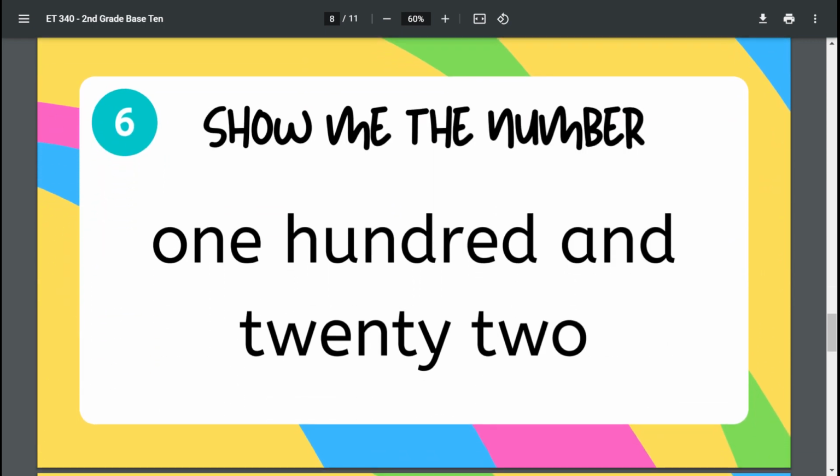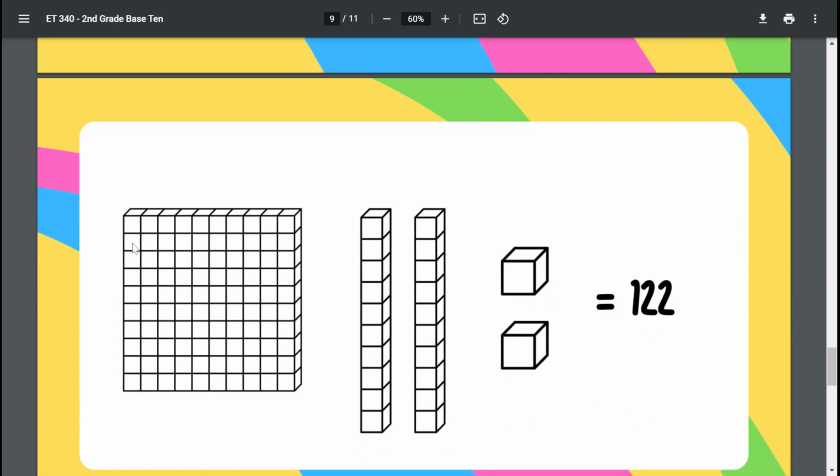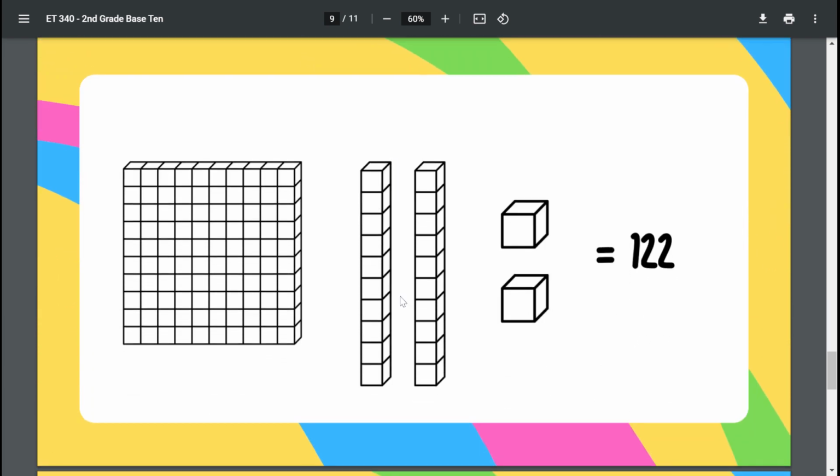If I were to ask you to do the opposite, write out and show me the number 122, you would need a 100 square. You would need 2 of your 10s and 2 of your 1s. You have 122 in total.